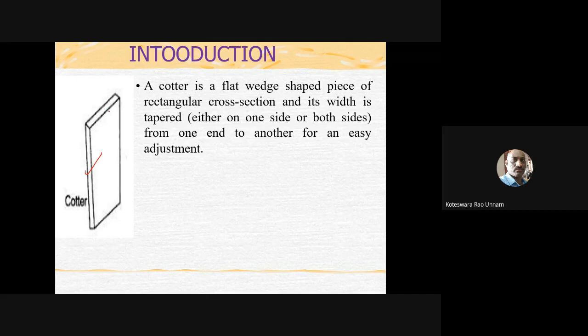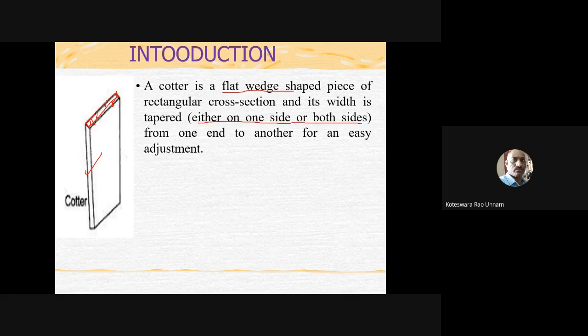If you look at this diagram or picture, it has a rectangular cross section. Always the cross section of the cotter is going to be a rectangle. You can see the cross section here, in the form of a rectangle, and it is a flat wedge. Wedge means something tapered. If something is tapered, we call it a wedge. The taper may be on either one side or both sides.